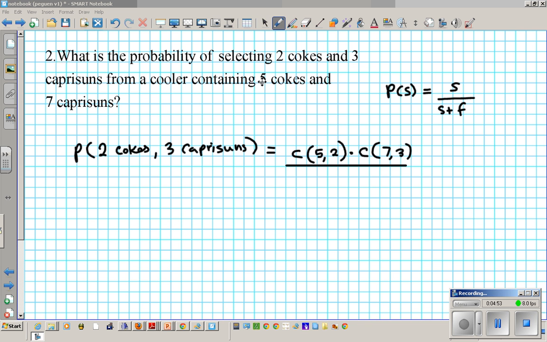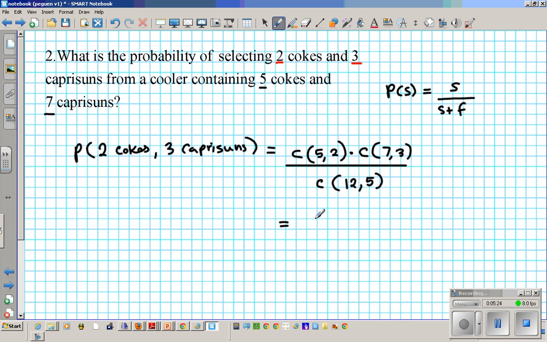And for the number of ways to be successful or a failure, we're basically going to do the total. What is the total amount of things we have in the cooler? 5 plus 7. So it's going to be C of 5 plus 7, which is 12, comma, how many selections are we making? We're making 2 Cokes and 3 Capri Sun selections. So 2 plus 3 is 5. Another shortcut you can use is to add the first ones, the ends. 5 plus 7 is 12, 2 plus 3 is 5. And there goes your final answer. Okay, so this is your answer.